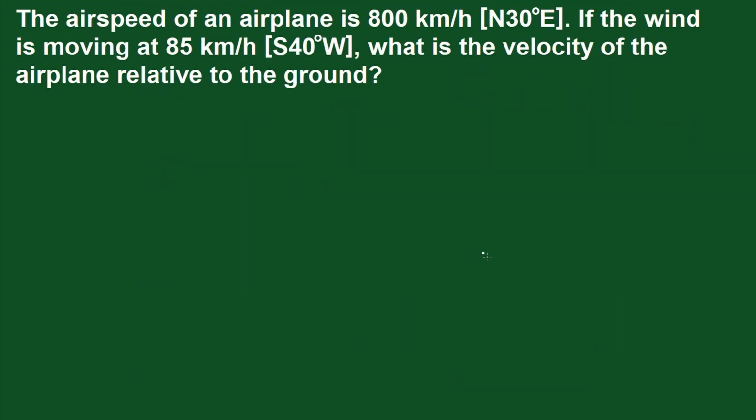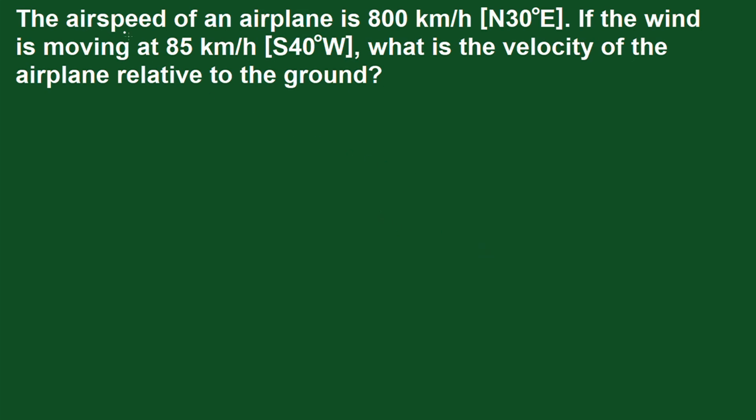Okay, let's look at another example. The airspeed of an airplane is 800 kilometers per hour, north 30 degrees east. If the wind is moving at 85 kilometers per hour, south 40 degrees west, what is the velocity of the airplane relative to the ground? So there's a lot of terms in here that we need to talk about.